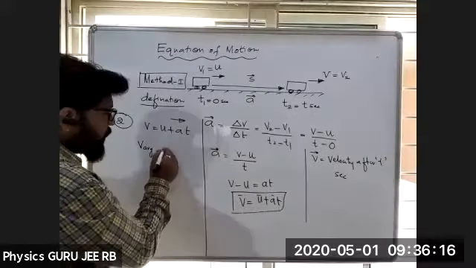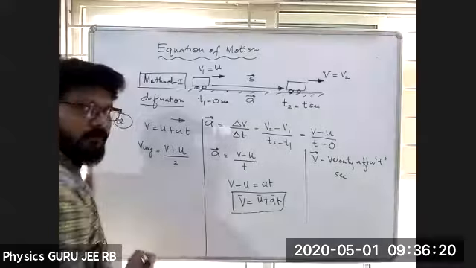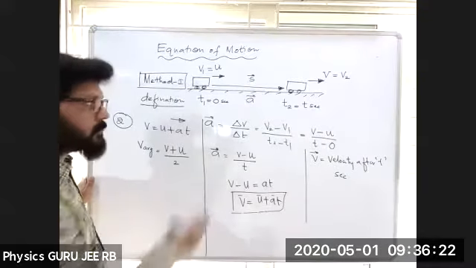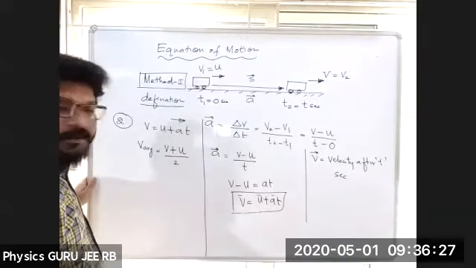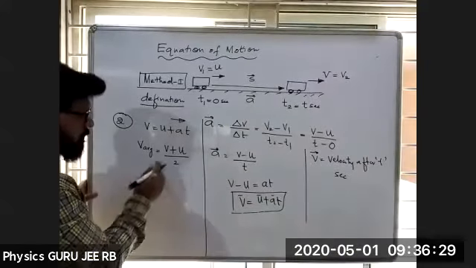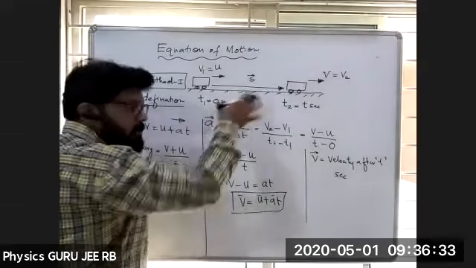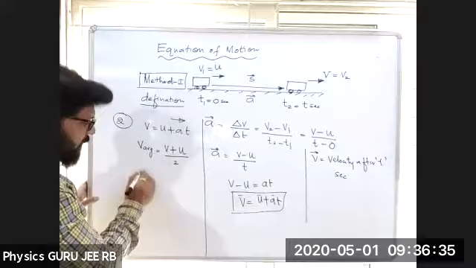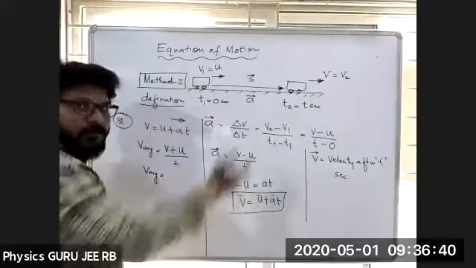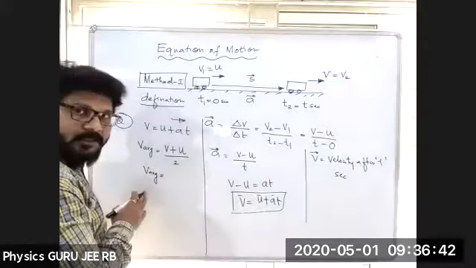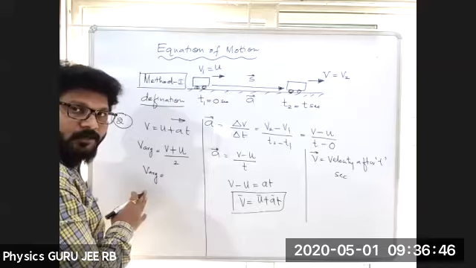Can I write v plus u divided by 2? This will be the average velocity, right? The average between the initial velocity and the final velocity. Then what I can write here is v plus u by 2. If I want displacement, average velocity means average speed. Can you tell me what is average speed? Total distance by total time.